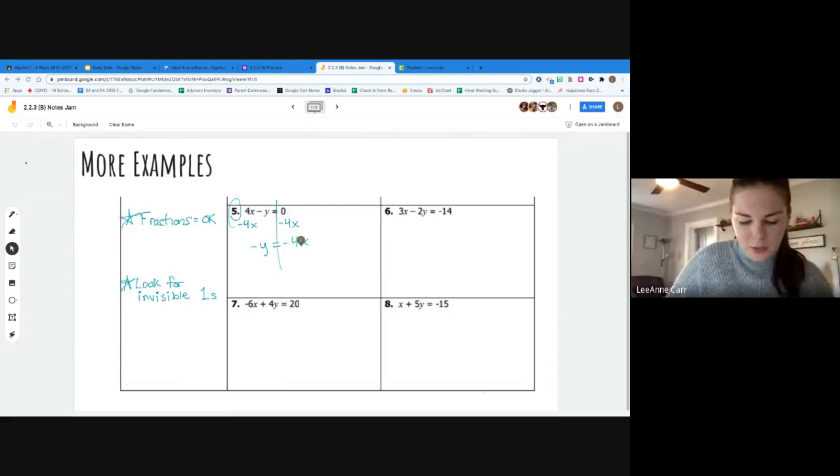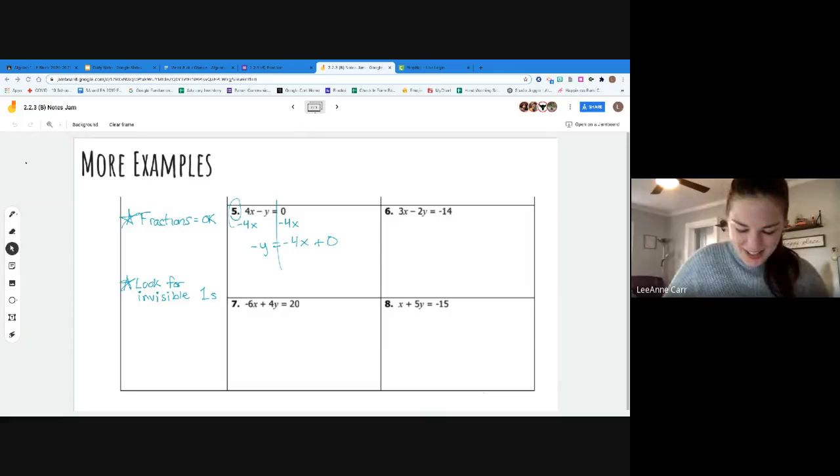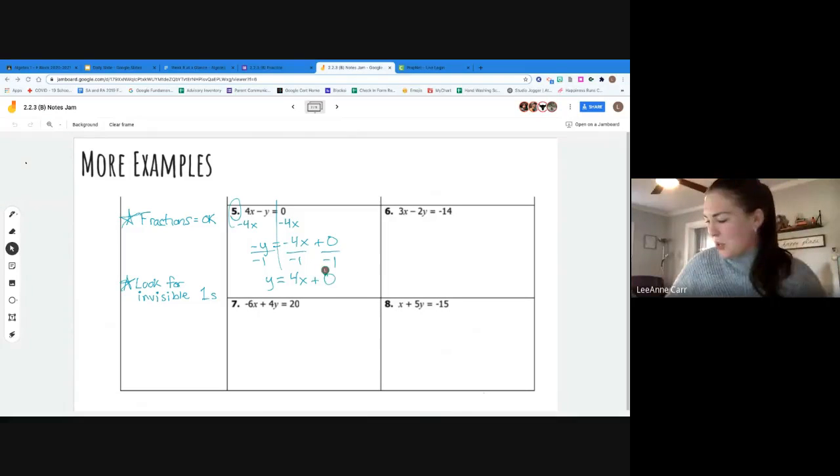Oh, I love that you put the x before the 0. Now, are you feeling confident in the next step, or do you want me to talk you through it? No, I got it. Okay, let's hear it. So the next thing you're going to do is divide by negative 1 on each side. Yay, good job. You found the tricky step. So what would our final answer be here then? Our final answer would be y equals positive 4x, and then wouldn't it just be plus 0? Yeah. Oh, thank you so much, Amara. You can turn off your mic. You killed it.